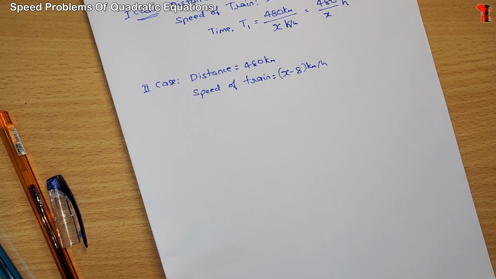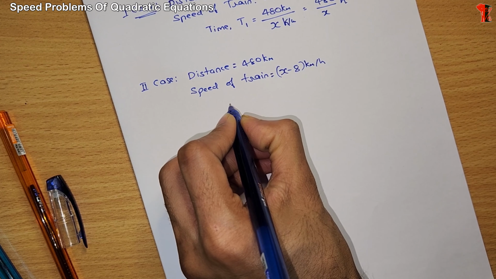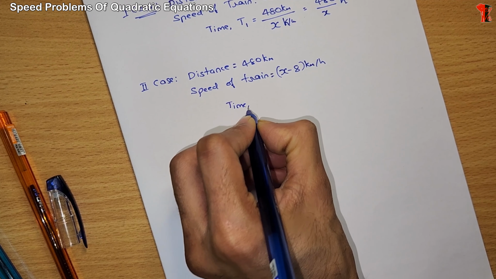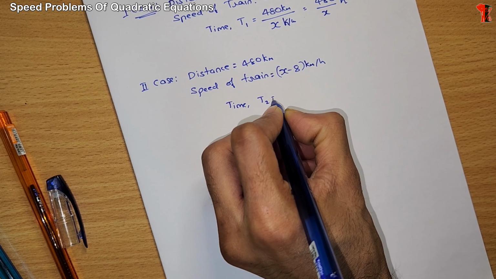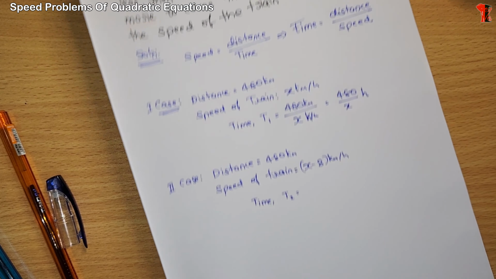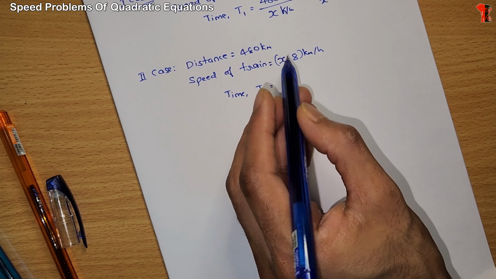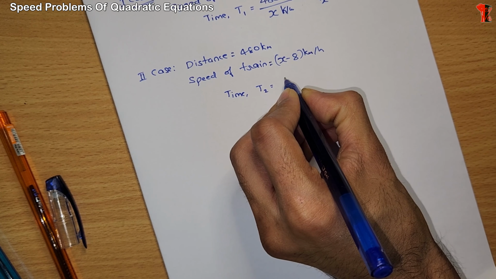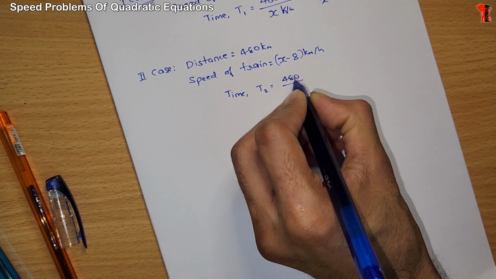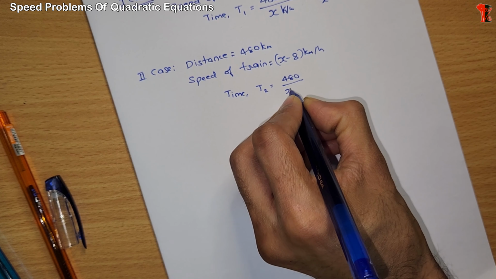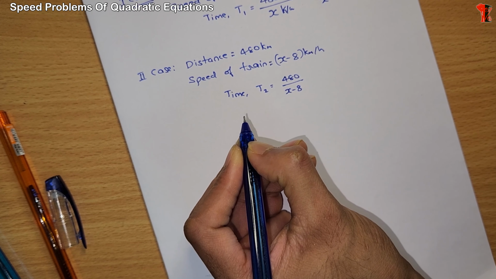So if the speed has changed, the time also will change. Let me take the time as t2. The formula is the same, distance by speed. The distance we already know is 480, and the speed is the new speed, which is x minus 8 kilometers per hour.